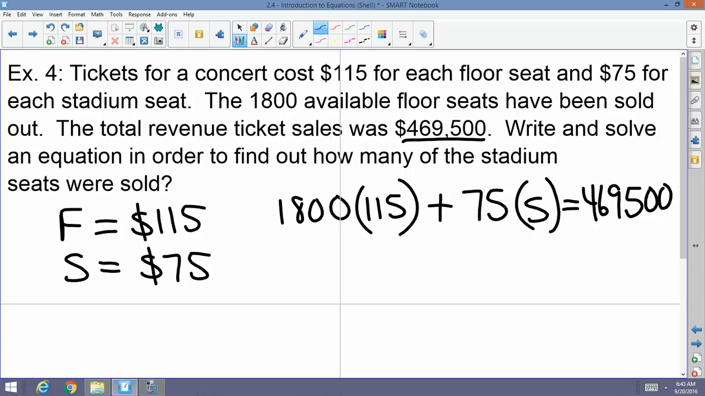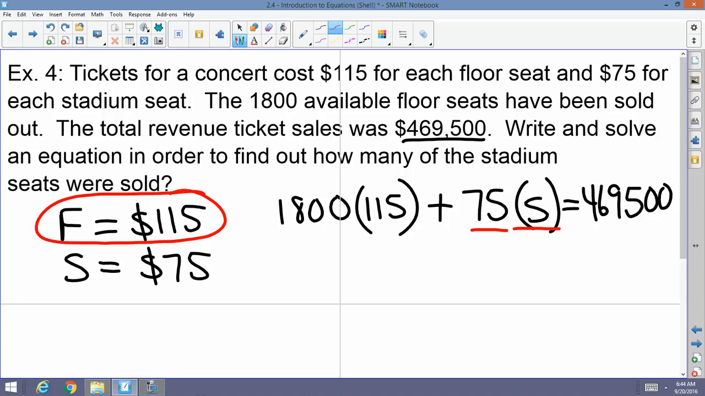Okay, so take a look at this, guys. Please don't just write it down. Think about this. 1,800 floor seats times $115 each floor seat. Bam. And then it's $75 for each stadium seat, but we don't know how many stadium seats were sold. So hence we have $75 times S. I want to go ahead and find out what this is, so let's simplify first using the properties of equations.